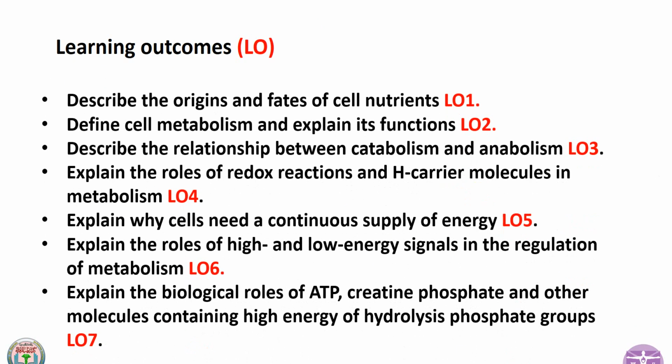In this lecture we try to understand the following learning objectives: to describe the origin and the fate of cell nutrient, to define cell metabolism and explain its function, and to describe the relationship between catabolism and anabolism, and to explain the role of redox reaction and H carrier molecule in the metabolism, to explain why cell need continuous supply of energy, and to explain the role of high and low energy signals in the regulation of metabolism, and to explain the biological role of ATP, creatine phosphate, and other molecules containing high energy of hydrolysis phosphate groups.